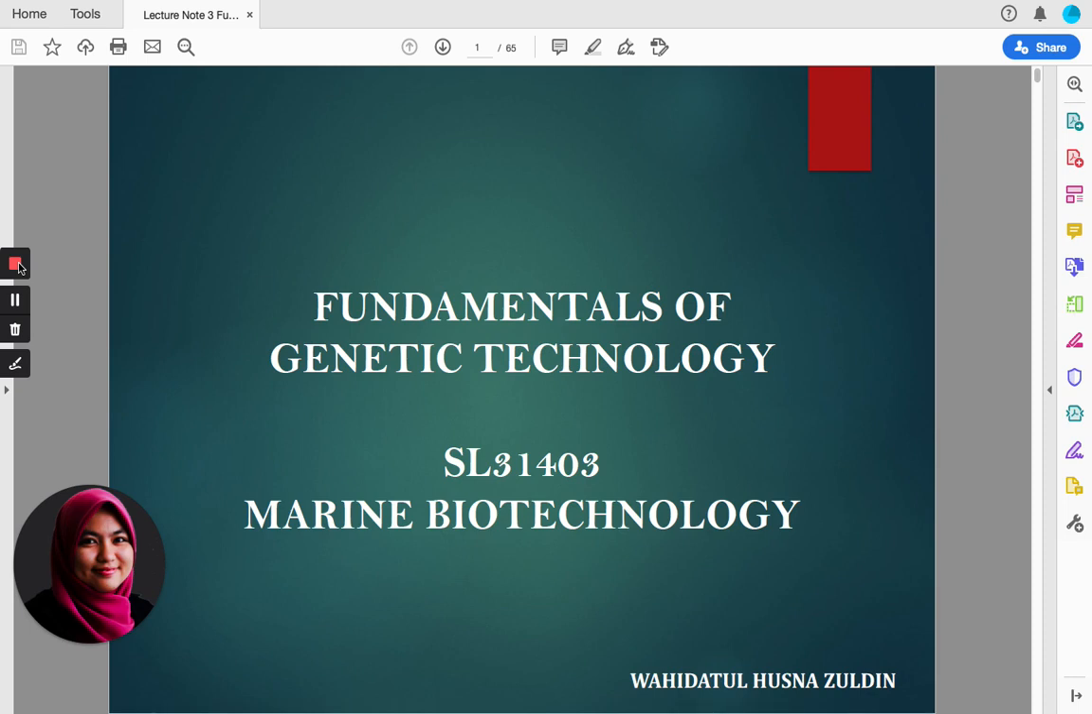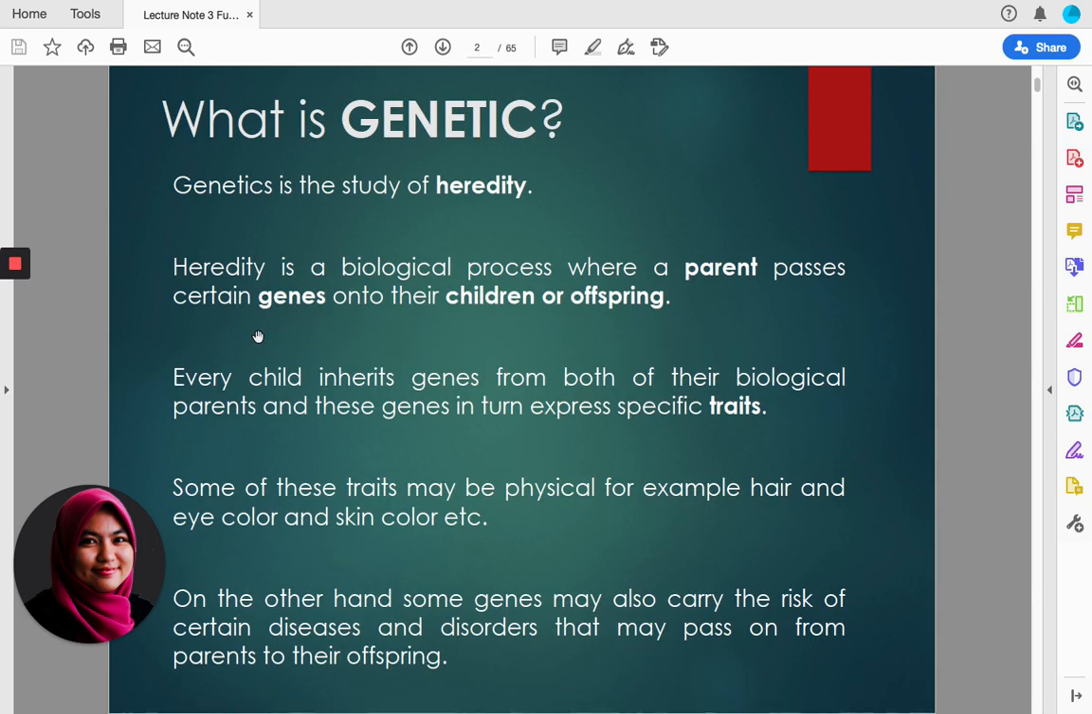So today, for this class, we'll be discussing the fundamentals of genetic technology. If you want to further discuss this topic, we have to know the basic idea of genetics. As an introduction, I would like to share the definition of genetics. Genetics is the study of heredity.